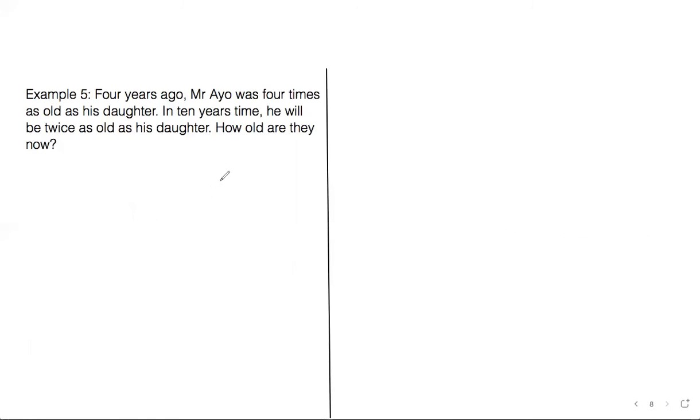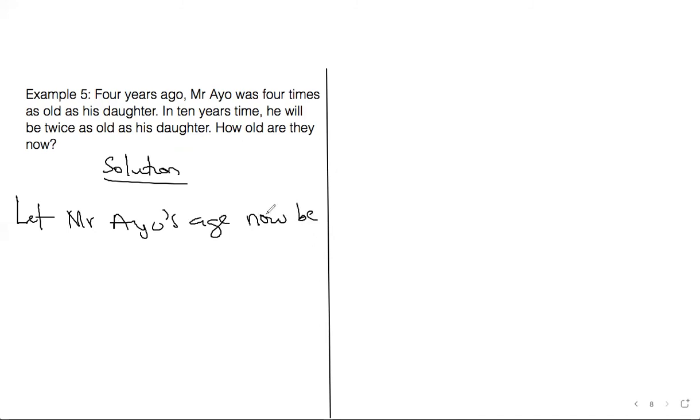Now we have another question. 4 years ago, Mr. Ayo was 4 times as old as his daughter. In 10 years' time, he will be twice as old as his daughter. How old are they now? So the first thing we want to do is to represent their ages with letters. Let Mr. Ayo's age now be X.